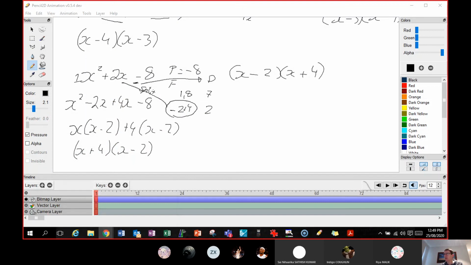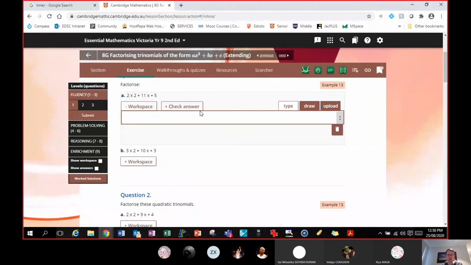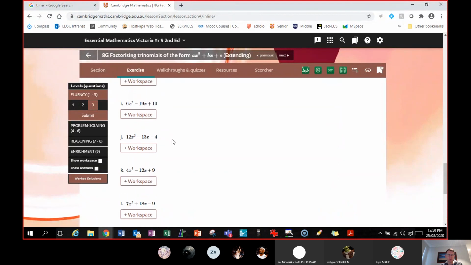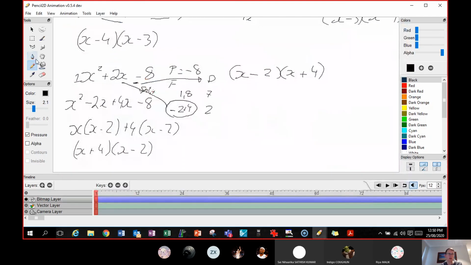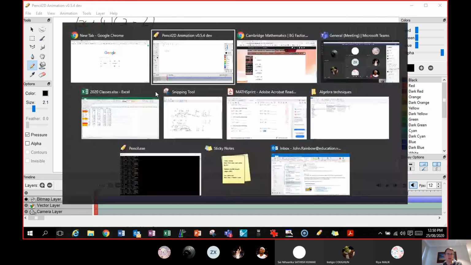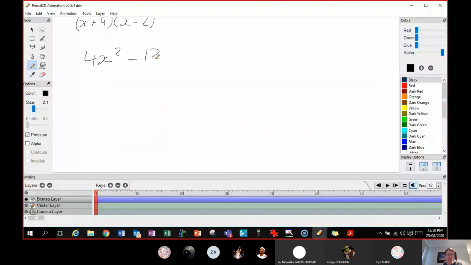How does this work for the next subchapter, 8f? Well, let's have 8g. Let's just have a quick look at that. Let's just choose some pretty tricky questions, and we'll go down the bottom and choose this one. 4x squared minus 12x plus 9. So this is pretty tricky. As if I said to you guys, hey, 4x squared minus 12x plus 9.